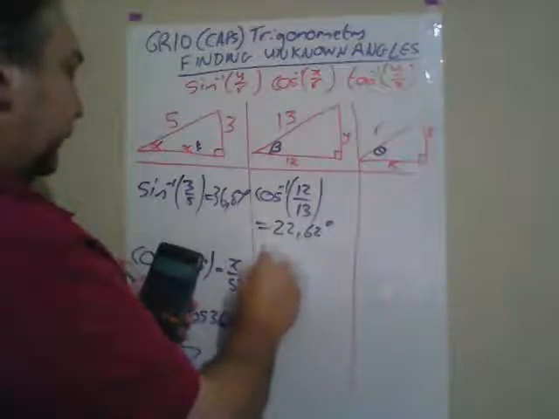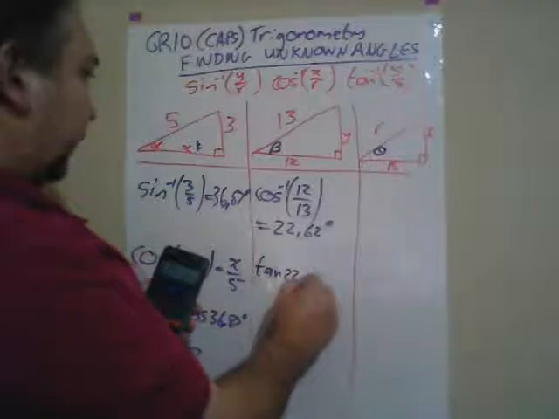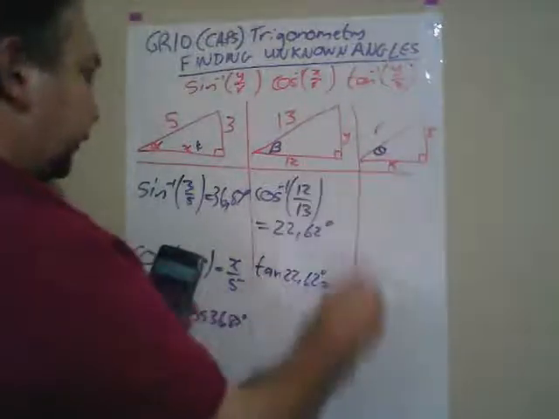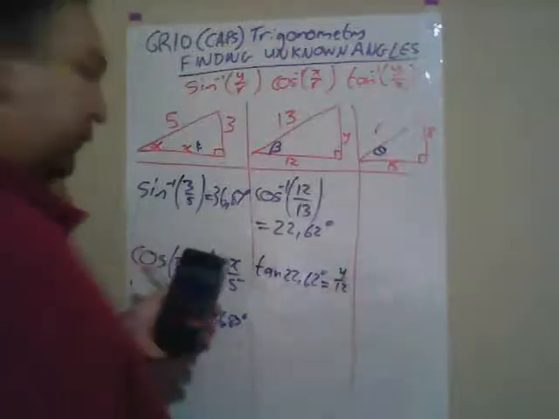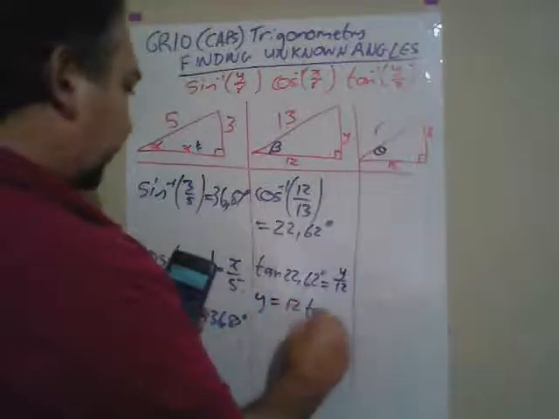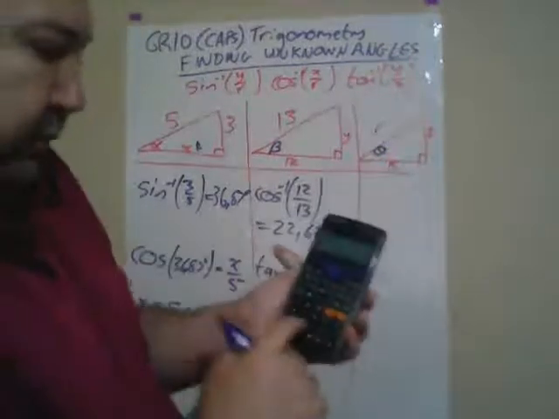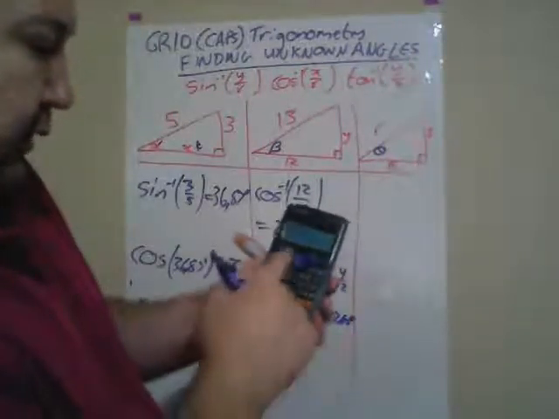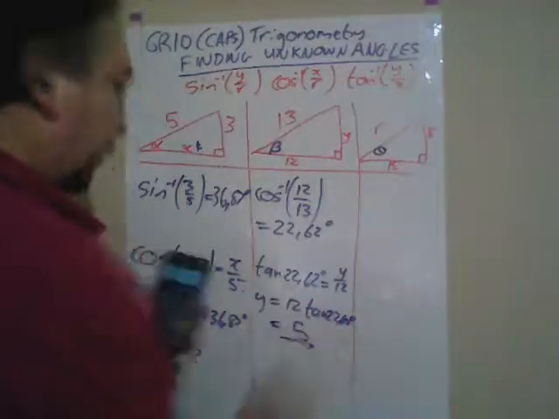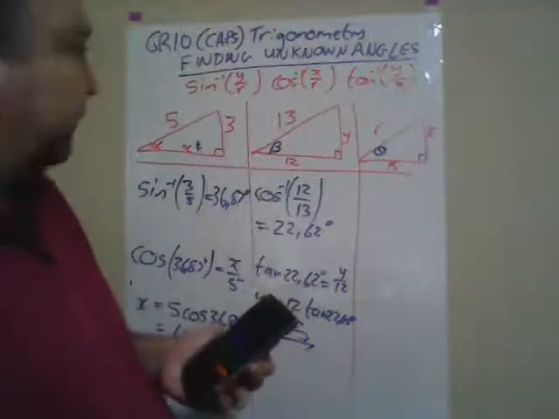Okay. Now I can say tan of 22.62 degrees is equal to y over 12. So therefore y is equal to 12 tan 22.62 degrees, using the stored angle X, which gives me exactly 5. Okay, and you can test that with Pythagoras to make sure.